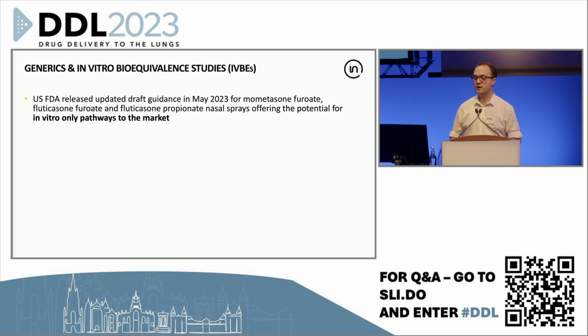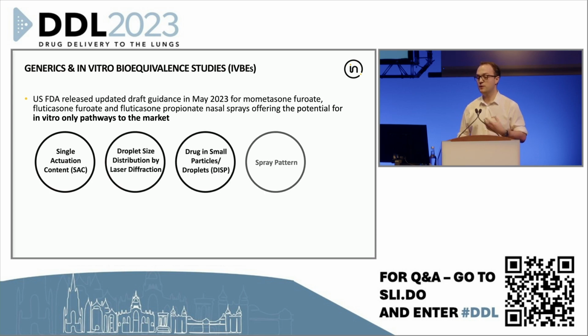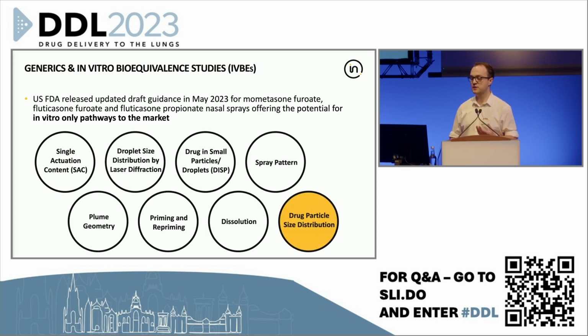Very recently, however, in May of this year, the FDA released some updated guidance for mometasone furoate, fluticasone furoate, and fluticasone propionate nasal sprays, which for the first time are potentially offering fully in vitro only pathways to the market. So if you're wanting to make a generic of one of these products, you have to do all of these tests, which I'm not going to go through each one individually, but the idea is you do all of these and you may be able to bypass any clinical studies whatsoever. I've highlighted at the end the drug particle size distribution, which was one of the primary updates of that guidance and is also what we're going to be looking at further now.